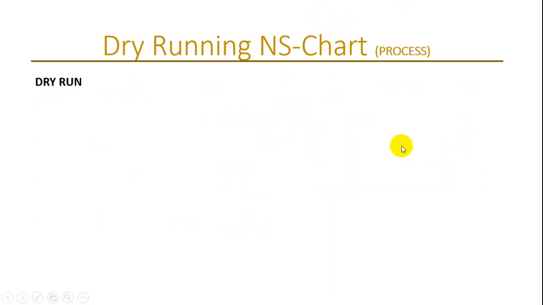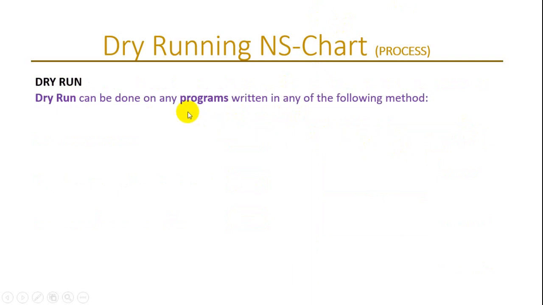Okay, just a reminder: dry run can be done on programs written in any of the following methods. The process of dry run you can do for any of the things that we are going to look at. To give you some idea, the traditional flowchart, which I explained earlier. If you have written something in a traditional flowchart, that also can be dry run. If you are writing something in the NSChat, that also can be dry run.